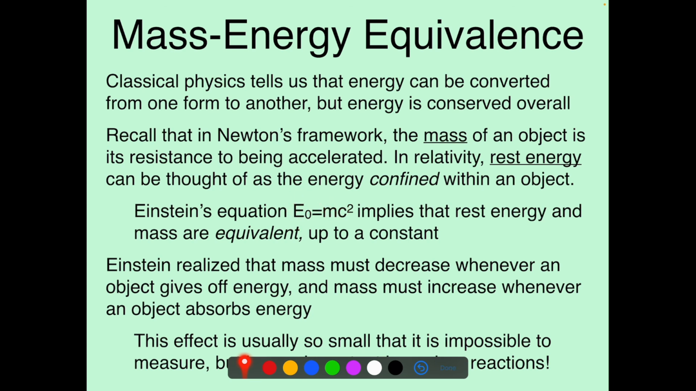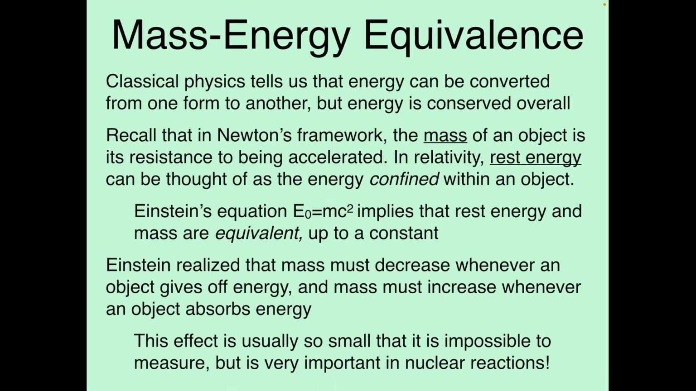So what Einstein realized is that mass must decrease whenever an object gives off energy. Because if the rest energy goes down because the object has given off some energy to the environment, that implies the mass has to go down. On the other hand, if an object absorbs energy, if it takes energy in, then E naught increases, and that means the mass has to go up.